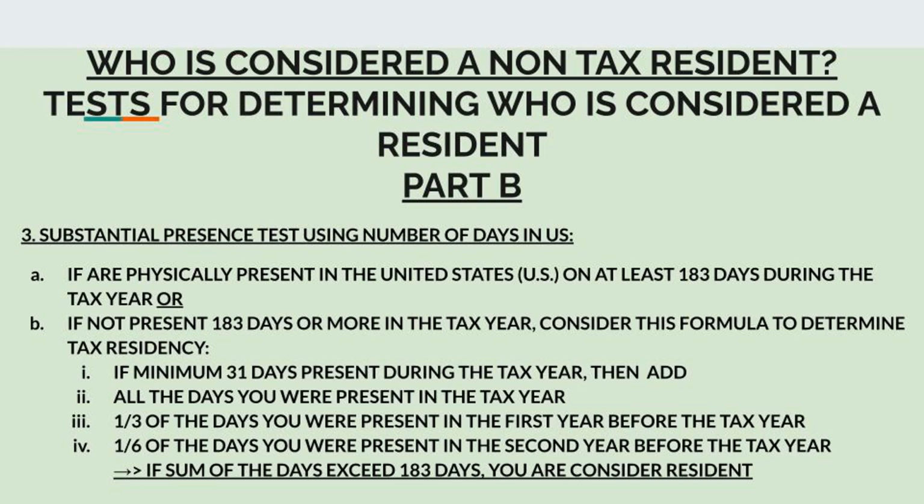At the end, you're going to add up all these numbers together. If the sum of all these numbers together is going to exceed 183 days, then you're considered a tax resident. If not, then you're considered a non-resident.